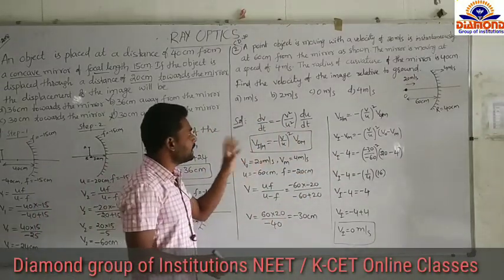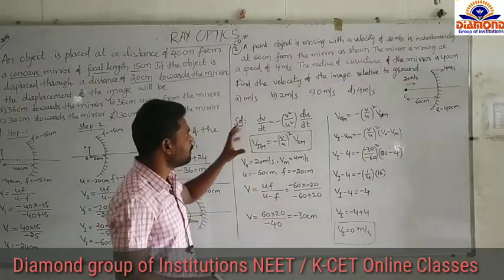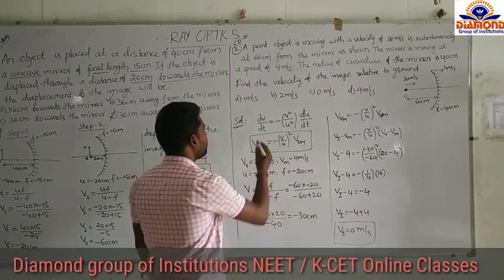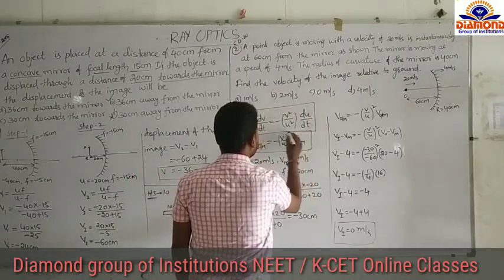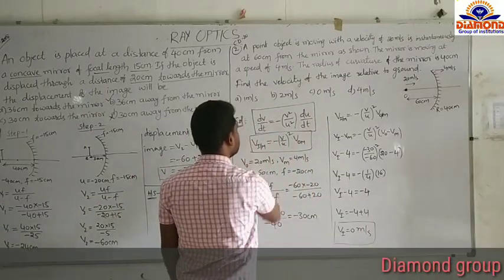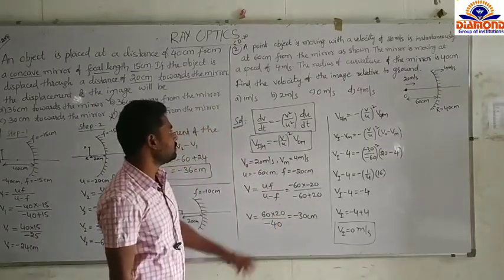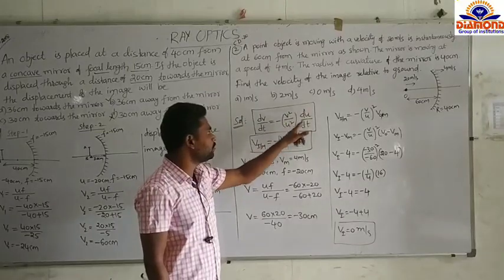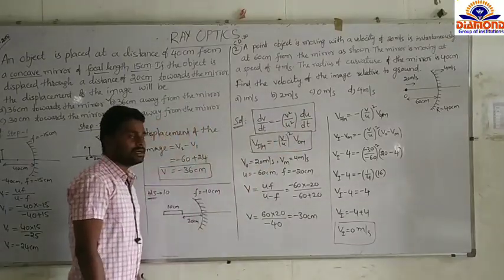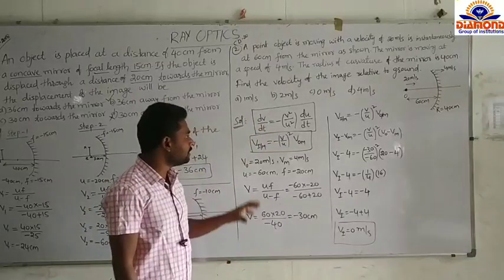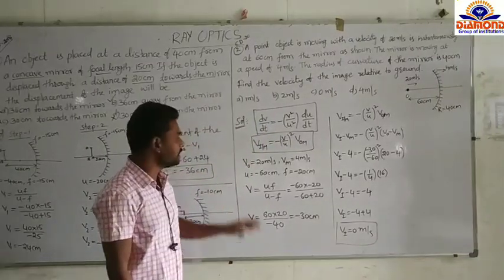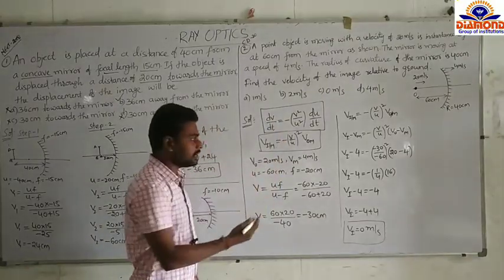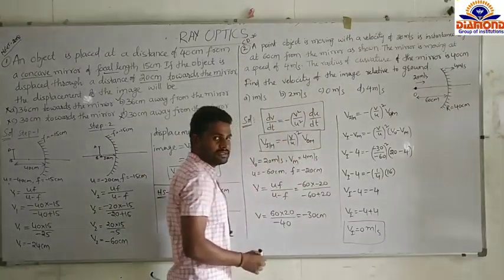Yesterday in plane mirror we did a similar problem, but here it is a spherical mirror. So for the spherical mirror, the relationship between the image and object velocities is dv/dt = -(v²/u²) du/dt. Don't get confused here: dv/dt elsewhere is acceleration in kinematics. Here v is the image distance and u is the object distance.